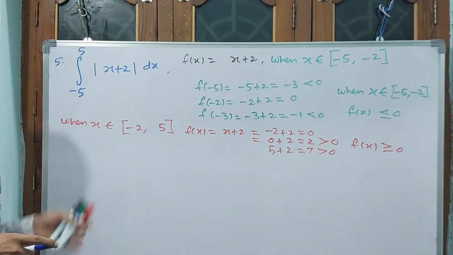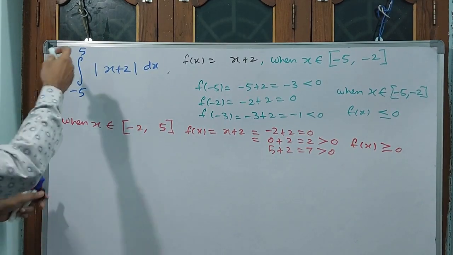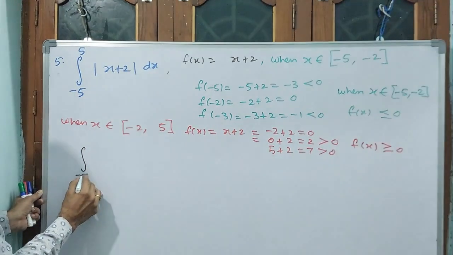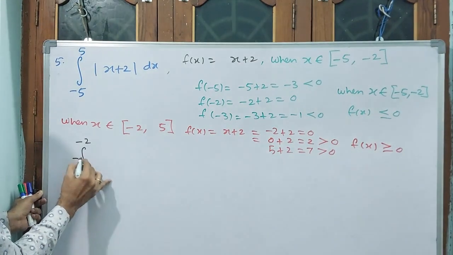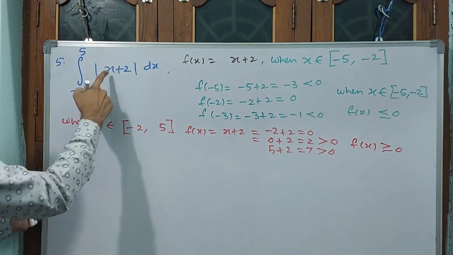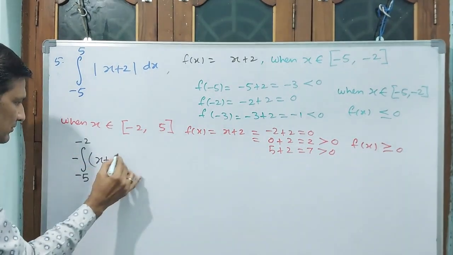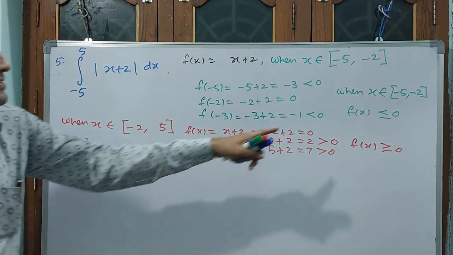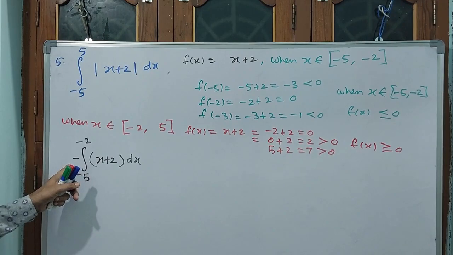Okay? Now see how I am writing this. I am applying limits. See how I am applying. That is equal to integral minus 5 to minus 2, but you take minus of x plus 2, okay? x plus 2 dx. You understand why they have taken minus? Because it is less than or equal to 0. That is why I have taken minus.